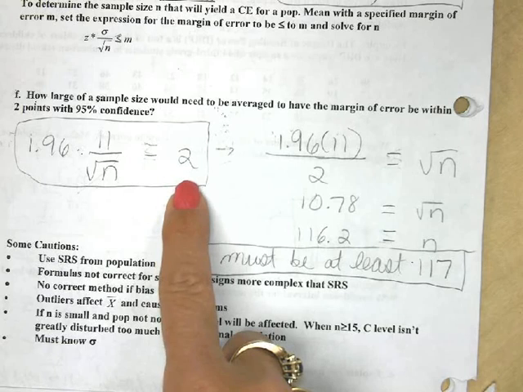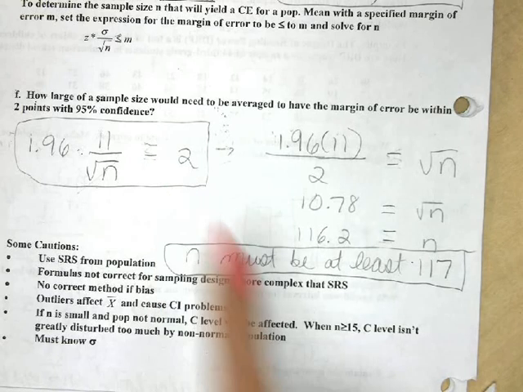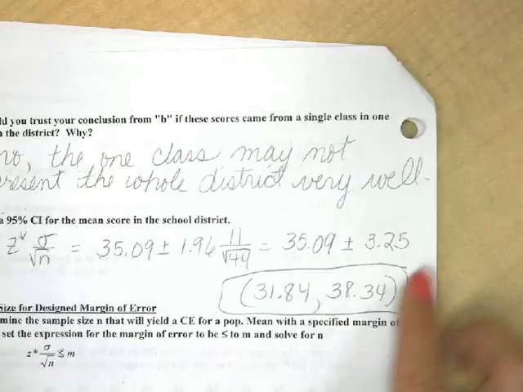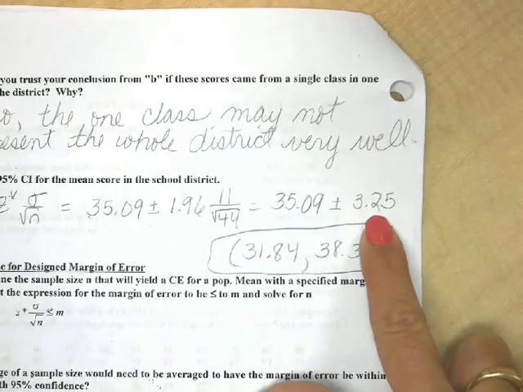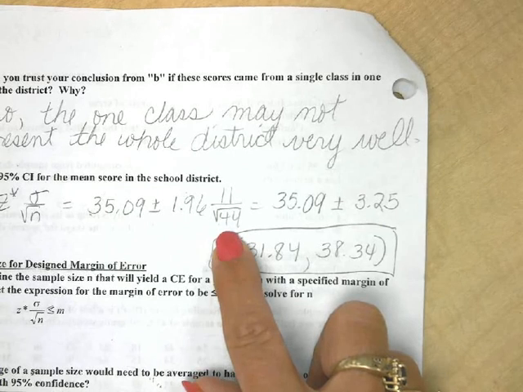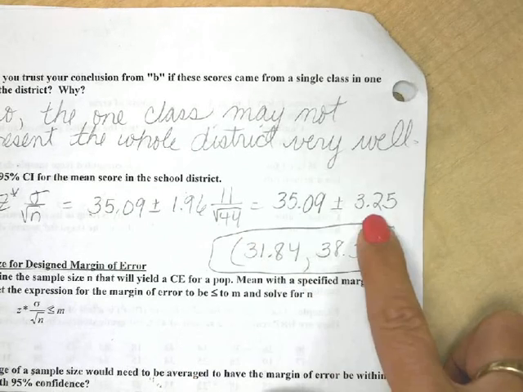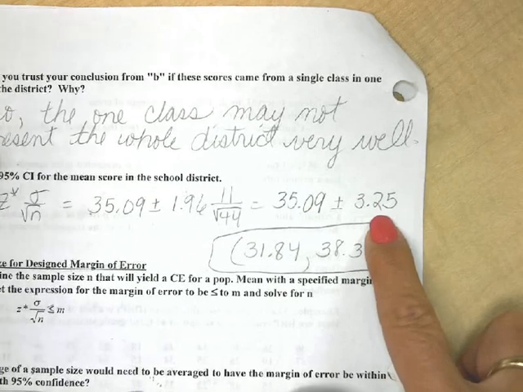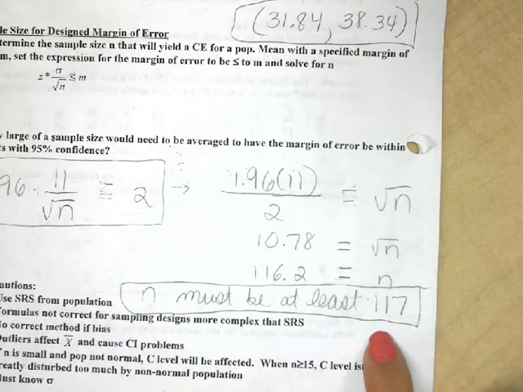Okay, so we have to sample quite a few more numbers, because notice up here on part E, our margin of error with a sample size of 44 with 95% confidence was 3.25, and we're trying to make that margin of error go down to 2. And 117 will do it.